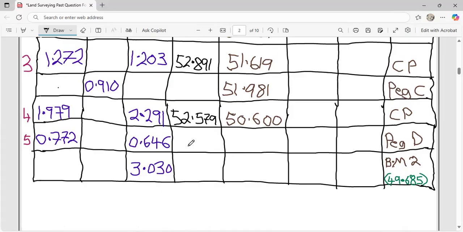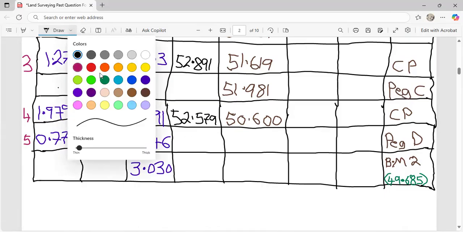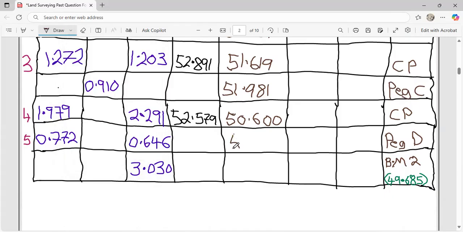52.579 minus 0.646, which is the foresight. And at the end of the day, we are getting 51.933.